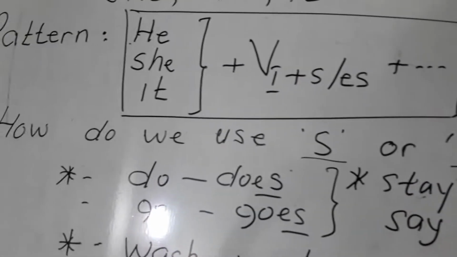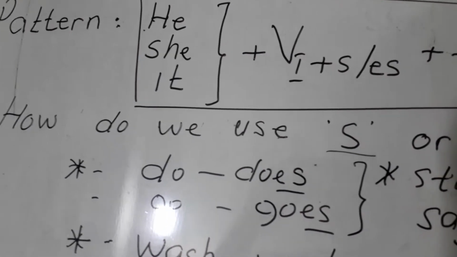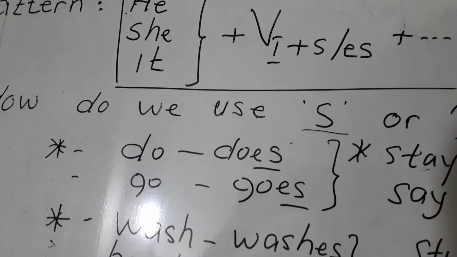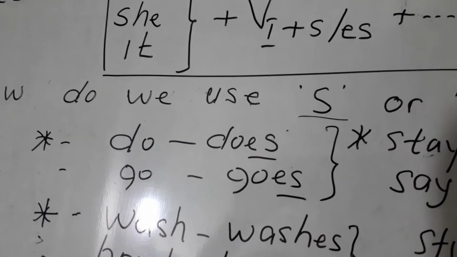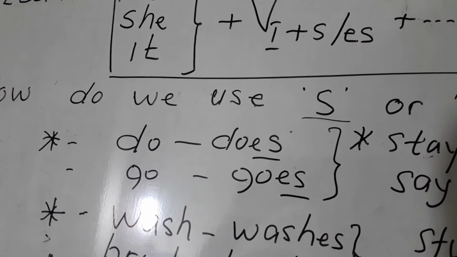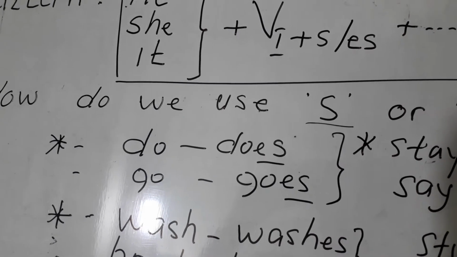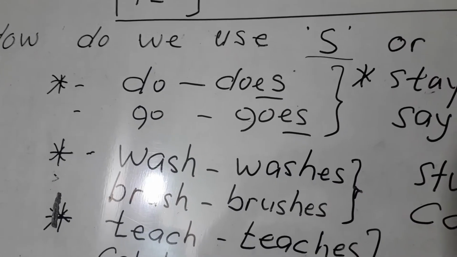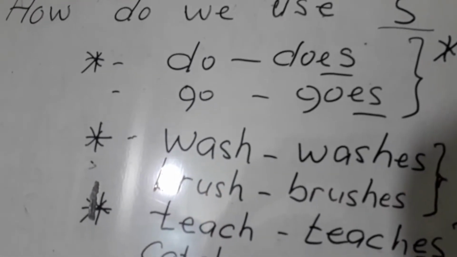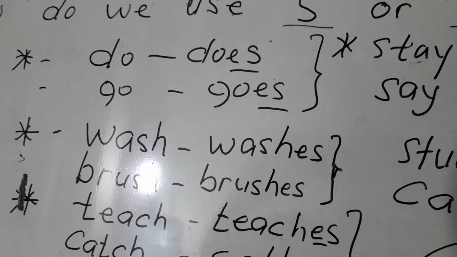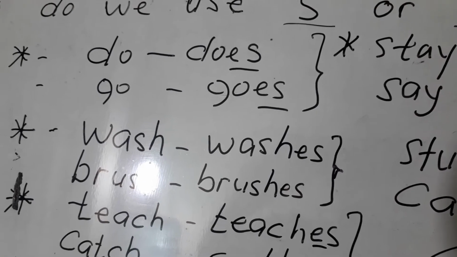Okay, example here. Do becomes does, go becomes goes. Why? Because the verb ends with o, so we use es. Then wash becomes washes, brush becomes brushes. Why? Because the verb ends with sh.